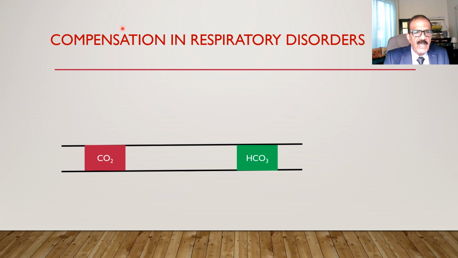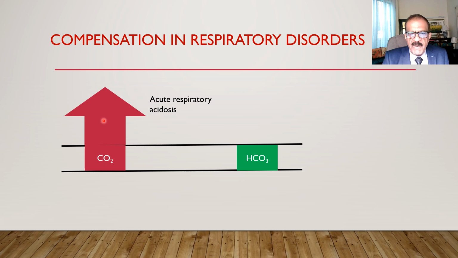Now this is the example of compensation in respiratory disorders. Okay, so imagine the primary problem relates to carbon dioxide. How will bicarb compensate for this? So imagine the primary problem: there is an increase in carbon dioxide. That condition is called acute respiratory acidosis. Now, since bicarb is going to take time, there may be a situation where you have just increased carbon dioxide, with bicarb within normal limits. This was shown in an exercise earlier.